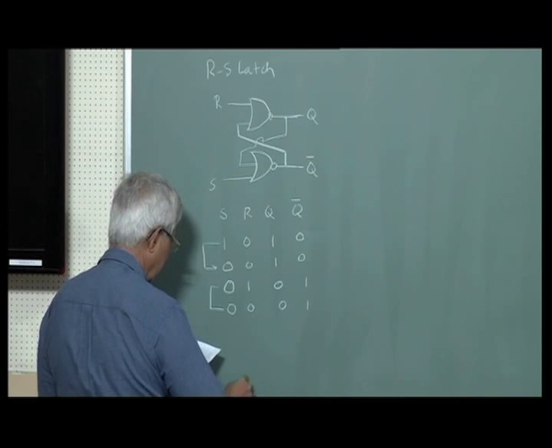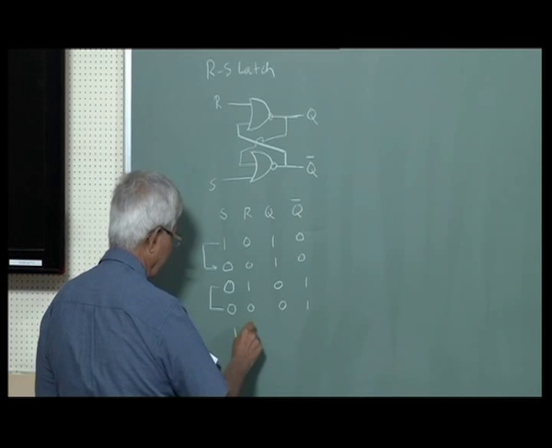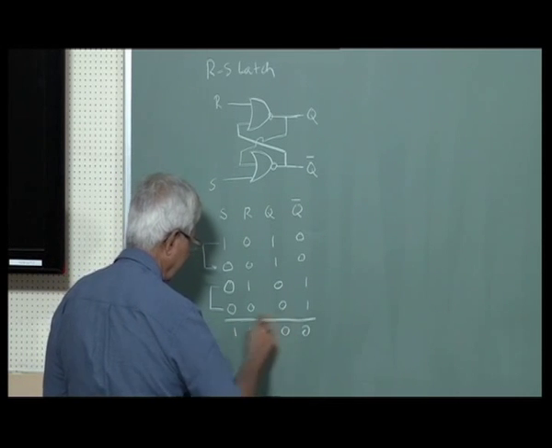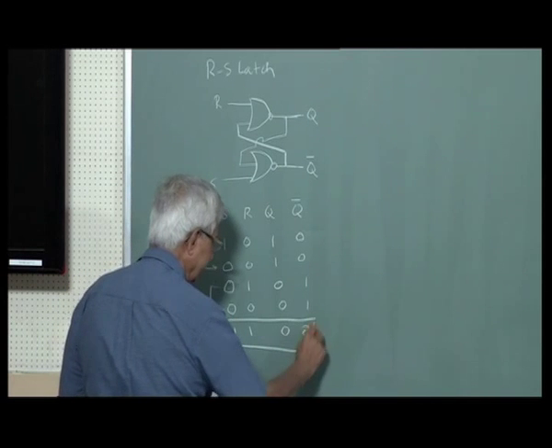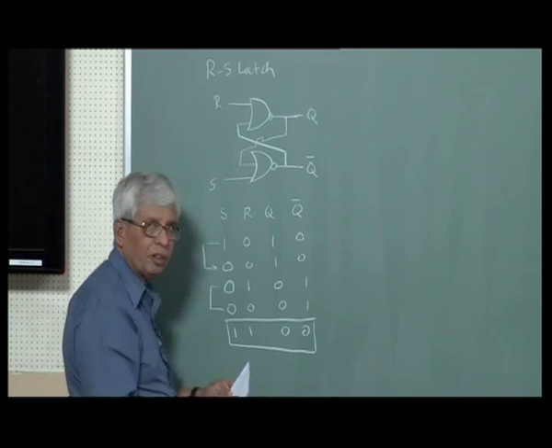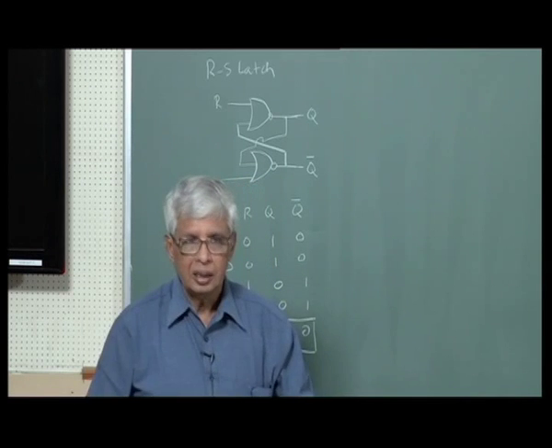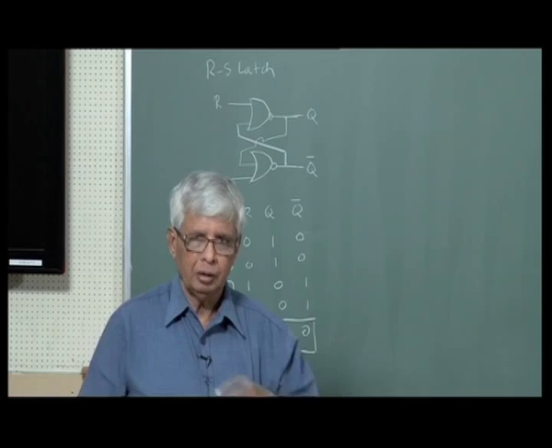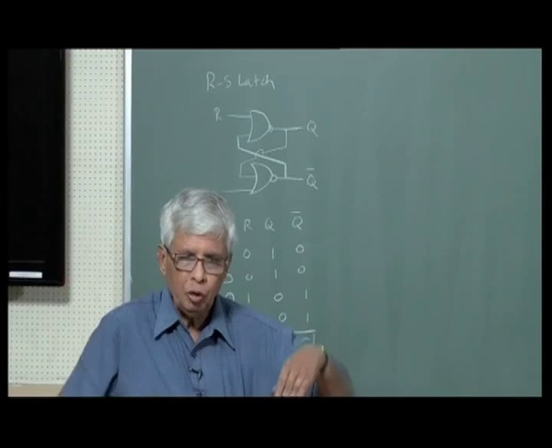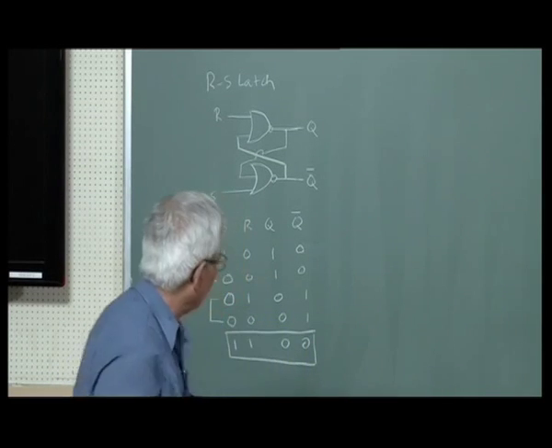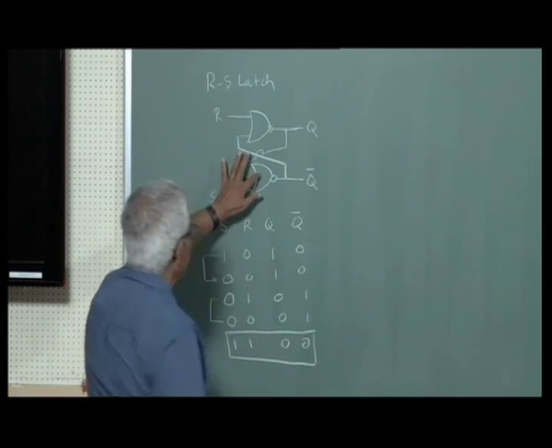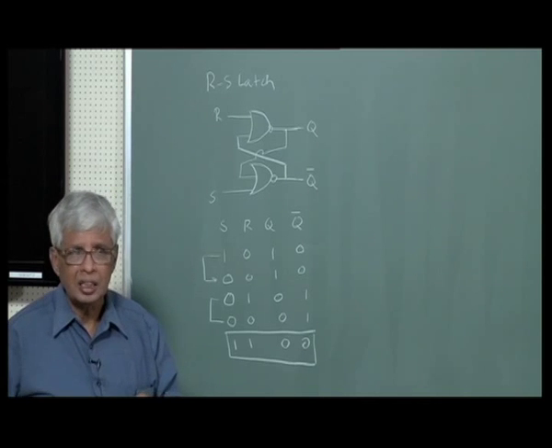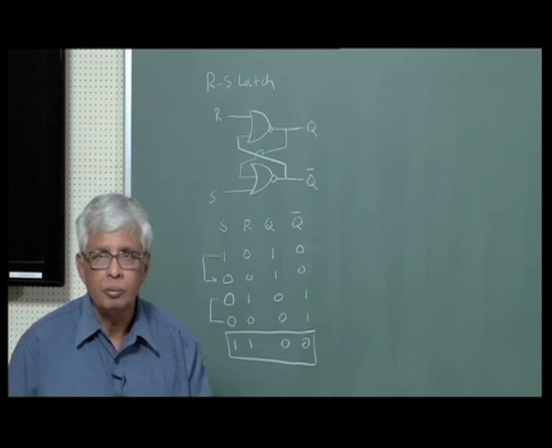And you don't apply 1 1. 1 1 will give you 0 0, but that is not required because, first of all, Q and Q bar are not complementary. Second, after that, the circuit behavior becomes indeterminate. It's not unstable in the sense that nothing is going to happen to the circuit, but you are not able to use it, because how it behaves depends on the speed of these two gates, whichever gate is faster. You don't want any circuit in which the function depends on the speed of individual gates.